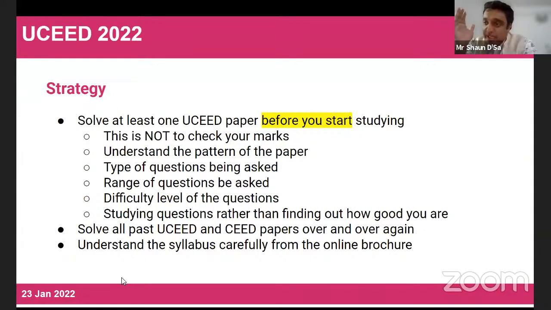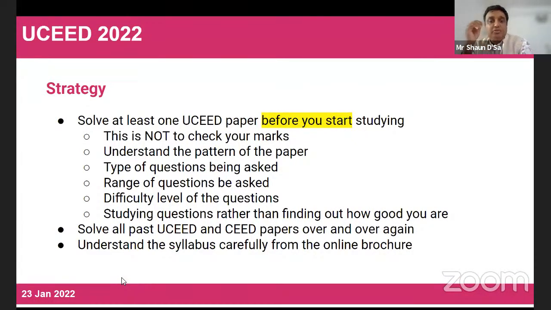This is not to check how good you are. This is not to check how fantastic your marks are, it's got nothing to do with that. You have to go through the paper to understand the pattern of the paper, to understand the type of questions being asked, to understand the range, to understand the difficulty level of the questions asked, to understand what areas you find difficult and what areas you find easy. In fact, before you start, please study the question paper itself.